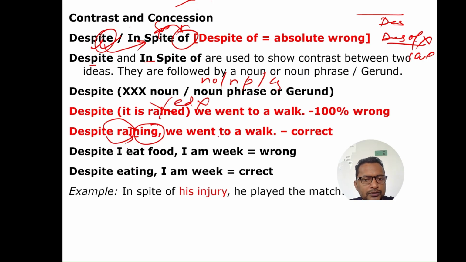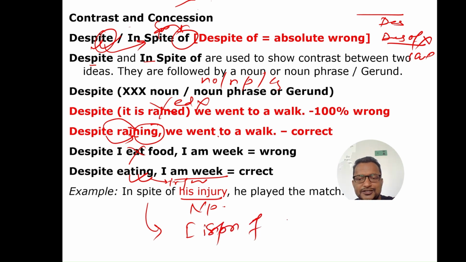Despite I eat food, gone case. Despite eating, I am weak. Eating is the ing form of verb, which is called a gerund. In spite of his injury. See, in spite of his injury is a noun phrase. Same thing. But if you don't want to use a noun phrase, if you want to use a gerund, then in spite of being injured, he played the match.